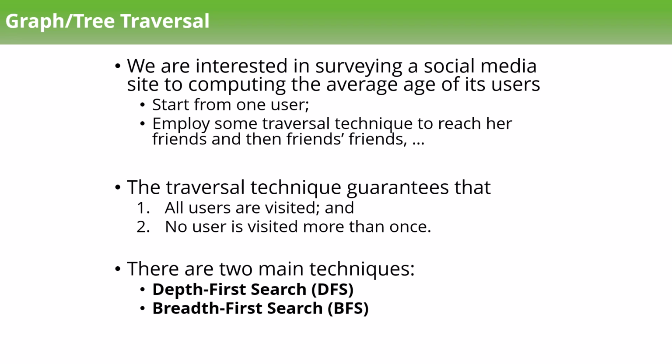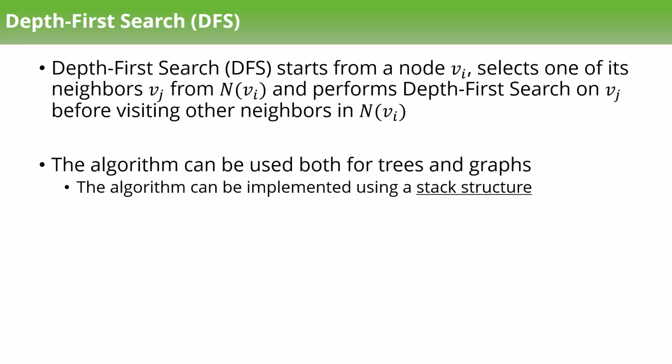So a good traversal algorithm should satisfy two important conditions. Every node should be visited. No node should be visited more than once. So to solve this problem, computer scientists developed two popular algorithms, DFS and BFS. So the first concept is depth first search.